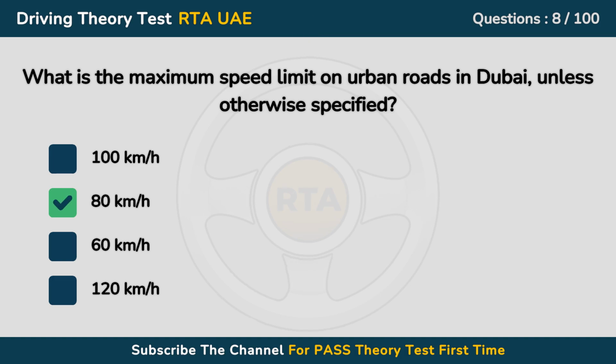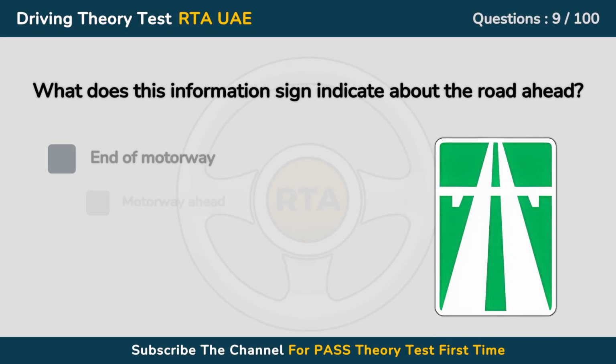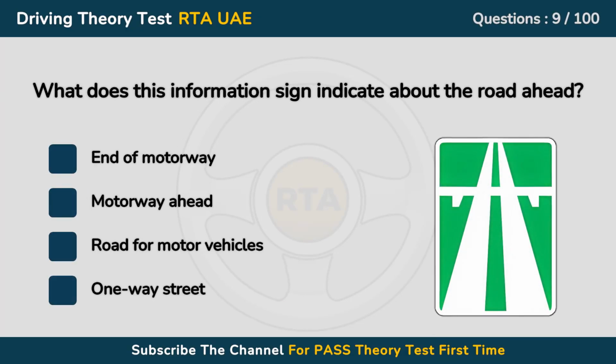Answer is B. 80. Unless specific signs indicate otherwise, the general maximum speed limit on urban roads in Dubai is 80. Question 9. What does this information sign indicate about the road ahead?